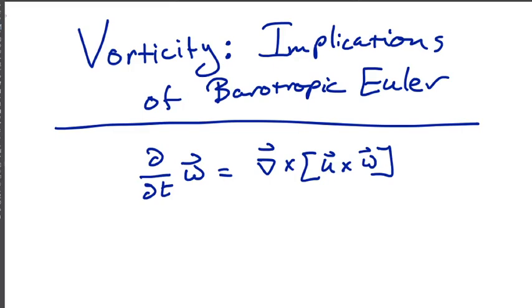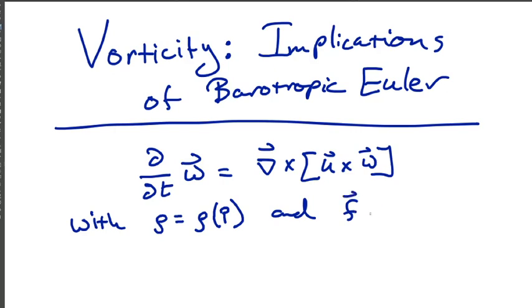Let's now consider some of the implications of this simplified barotropic Euler momentum equation. The Euler momentum equation for vorticity for a barotropic fluid. Recall this was for a system where the density took the simple form rho is rho of P, which also includes an incompressible fluid, rho being a constant. And if we have any body forces, the body forces were conservative forces given by a potential.